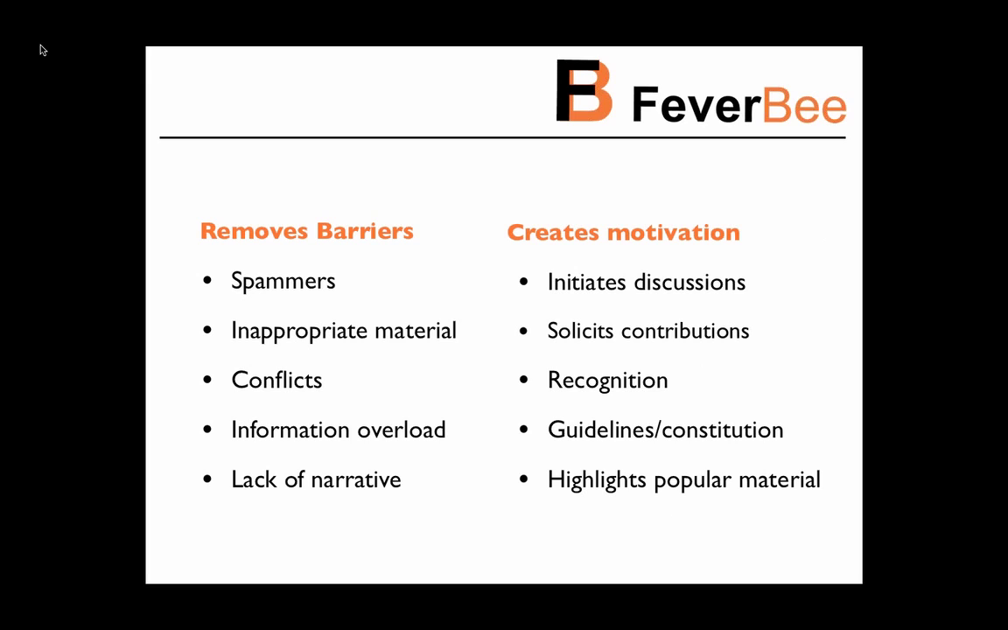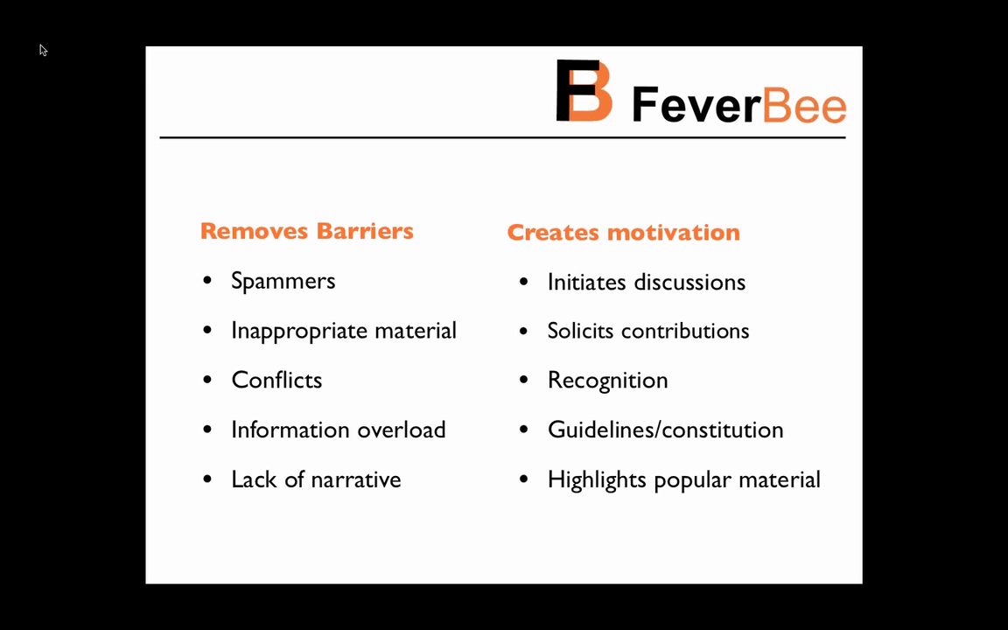The second is inappropriate material. Material that isn't relevant or material that simply doesn't fit what your community is about. If you're getting lots of links to porn or anything like that, then obviously that's going to be a barrier to participating in your community. People won't be able to find the good stuff in your community.